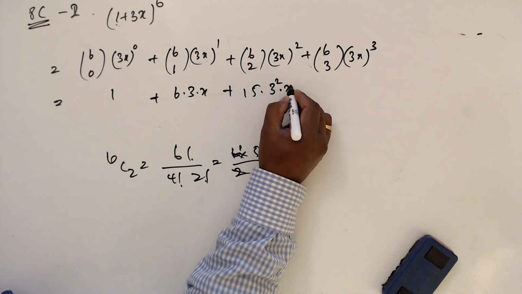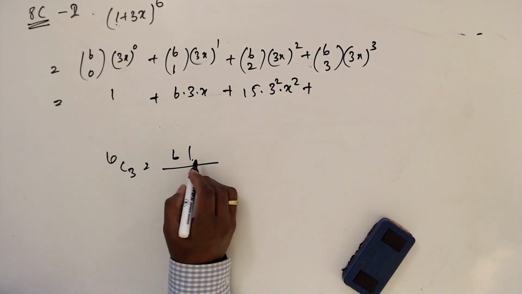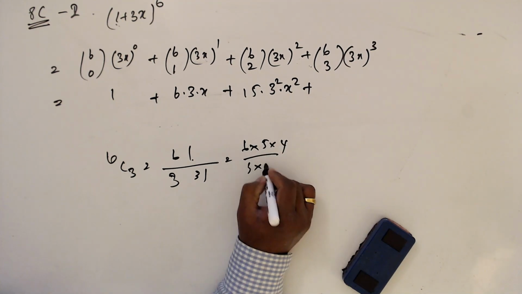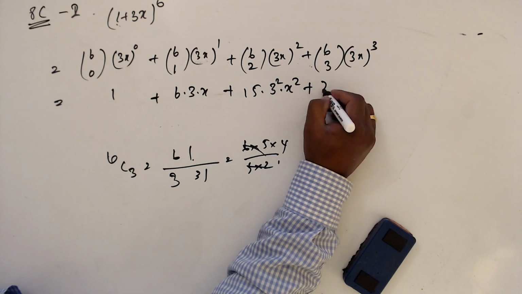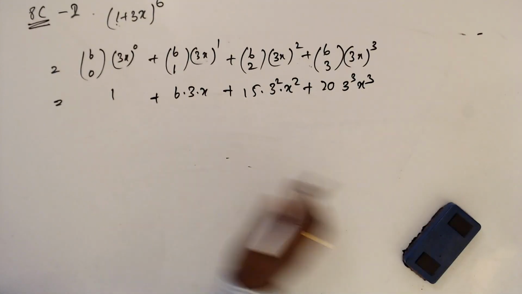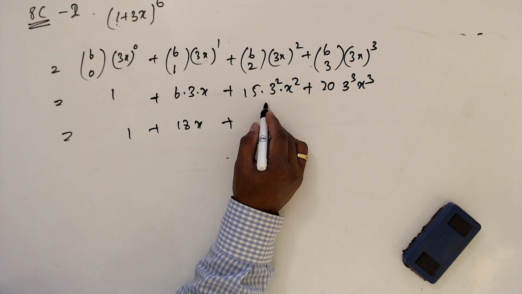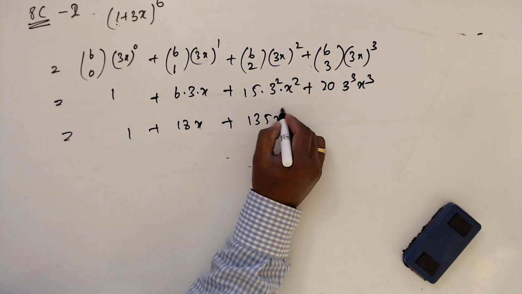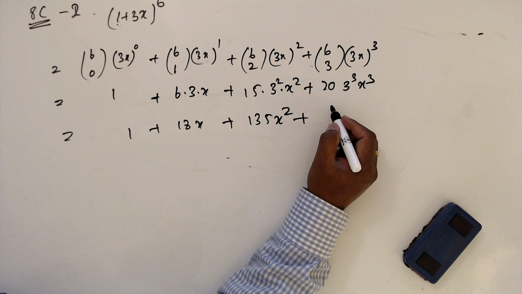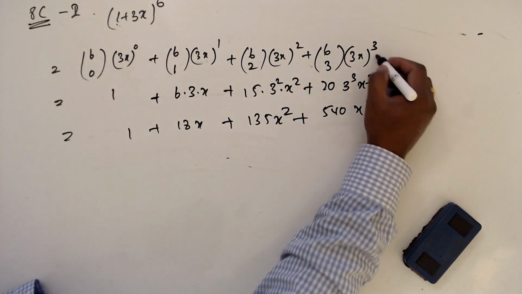times 3x squared plus 6C3, 6 factorial over 3 factorial 3 factorial, 6 times 5 times 4 over 3 times 2, going to be 20. 3 cubed x cubed. So 1 plus 18x plus 135x squared plus 9 times 20, 540x cubed. Actually plus dot dot.